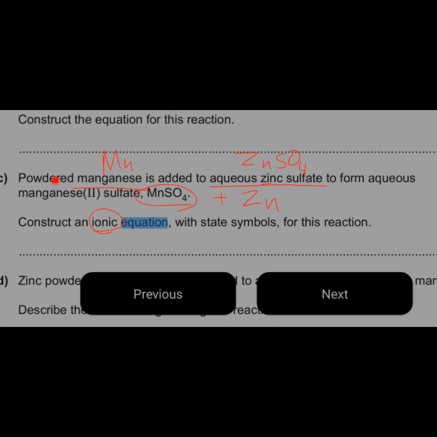Here, powdered manganese means element manganese. The oxidation state is 0 here. And this manganese sulfate contains manganese ions, so it's a +2 ion. That's why they have given that +2 ion. So let's write the overall equation first, children, and then we'll break it down. Manganese sulfate, and then we get the manganese and zinc sulfate.